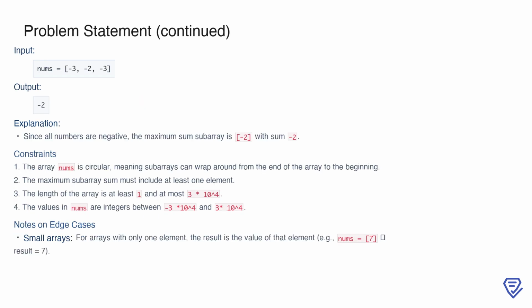Now, consider the third example where the input array is nums equals [-3, -2, -3]. Since all the elements are negative, the best we can do is choose the least negative number, which is -2. This gives us the maximum subarray sum of -2. Notice that even though the array is circular, the solution must always include at least one element. Additionally, the constraints of the problem remind us that arrays can be as small as one element or as large as 30,000 elements, and the values of nums will always lie between -30,000 and 30,000. These constraints ensure the problem is well defined across a wide range of inputs.